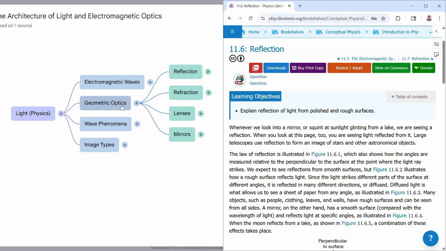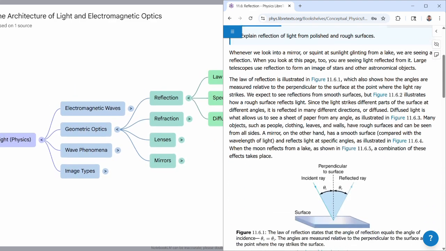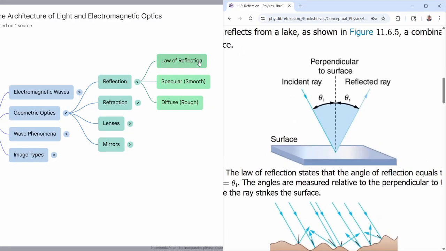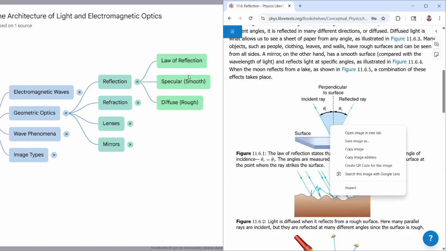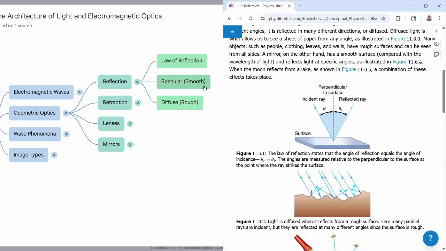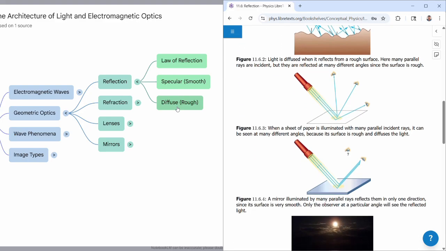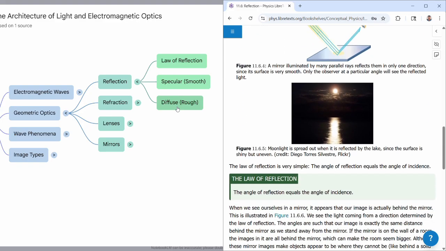light, that obey certain rules, such as the law of reflection, that says the incident angle is the same as the outgoing angle. And we make a distinction between specular reflection, like mirrors, and diffuse reflection, which is what you see with most materials that are not shiny and polished like mirrors.